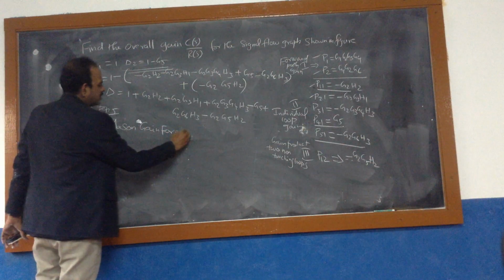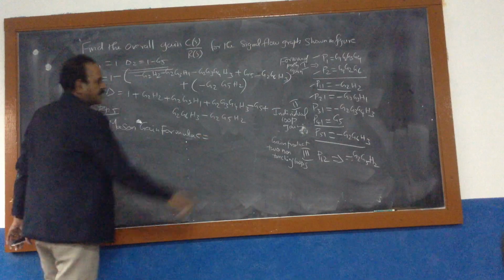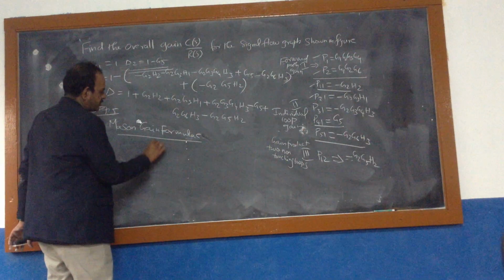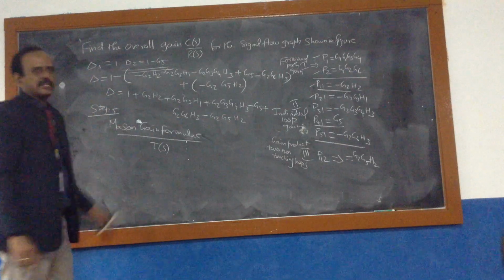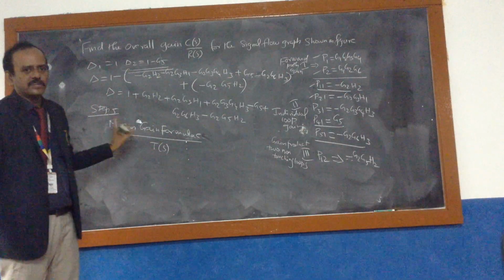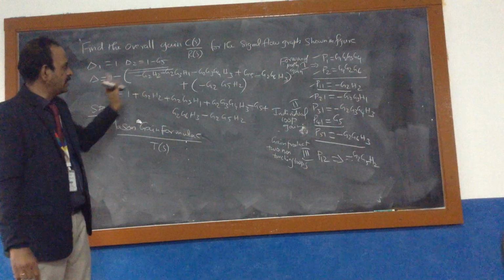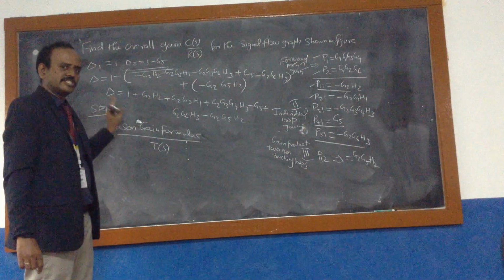So when we ask in 2 marks, we also ask what is the gain from Mason's gain formula. You can mention it by the transfer function T of S. Mostly, the overall gain is the transfer function. How can you define a transfer function? It is the Laplace transform of output by input with zero initial condition.